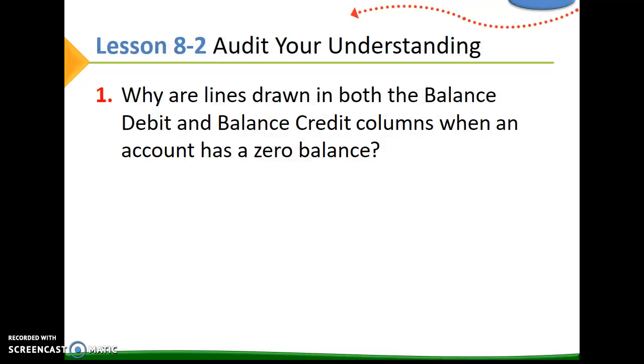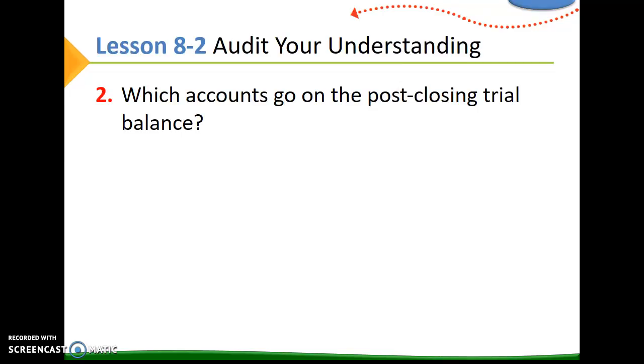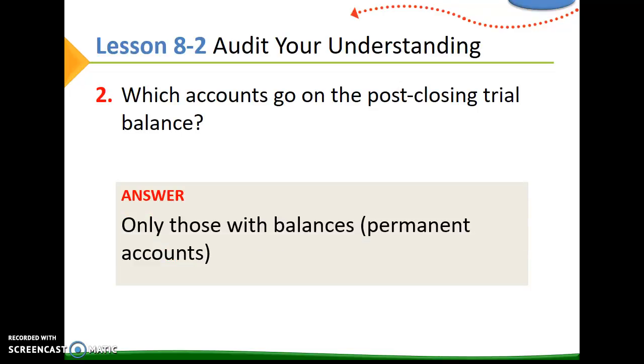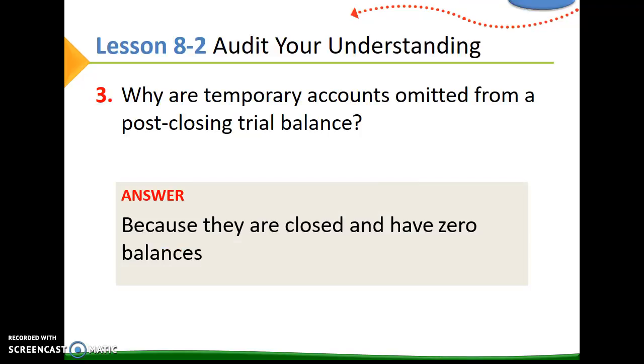Why are lines drawn in both the balance debit and balance credit columns when an account has a zero balance? To assure the reader that a balance has not been omitted. Which accounts go on the post-closing trial balance? Only those with balances, hint, the permanent accounts. You do not put anything with a zero balance on, okay? Only the accounts that have balances. Why are temporary accounts omitted from the post-closing trial balance? Because we closed them. They are closed and have zero balances.